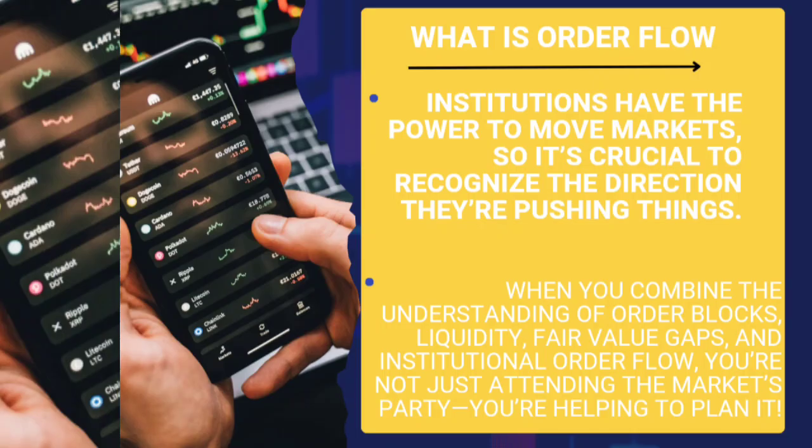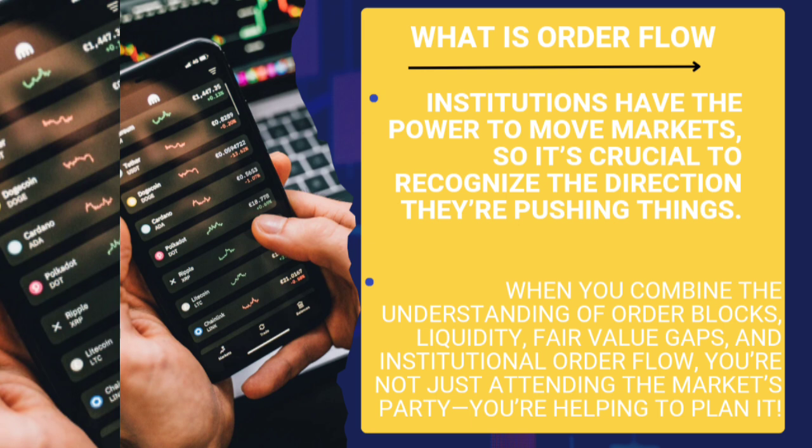Section 4. Institutional order flow. Lastly, let's touch on institutional order flow. Institutional order flow is like the current in a river. If you try to swim against it, you're going to have a bad time. But if you go with the flow, you'll glide smoothly along. Institutions have the power to move markets, so it's crucial to recognize the direction they're pushing things.